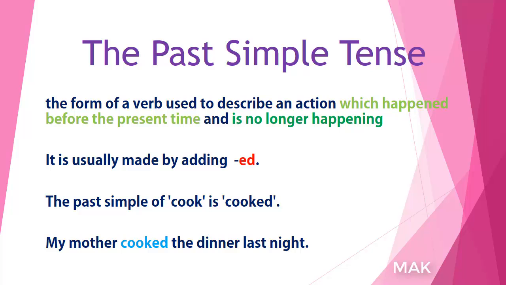The past simple tense: the form of a verb used to describe an action which happened before the present time and is no longer happening. It is usually made by adding ed. The past simple of cook is cooked. My mother cooked the dinner last night.